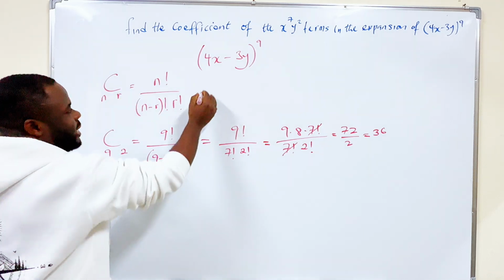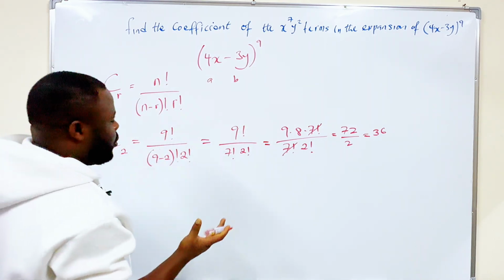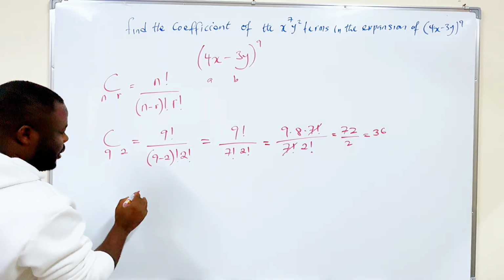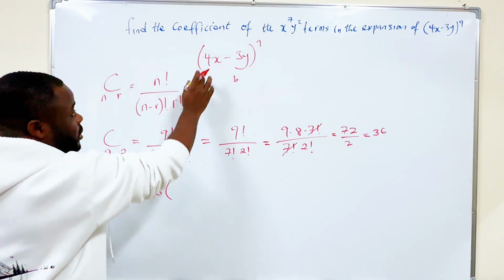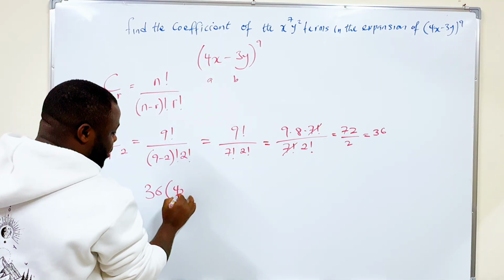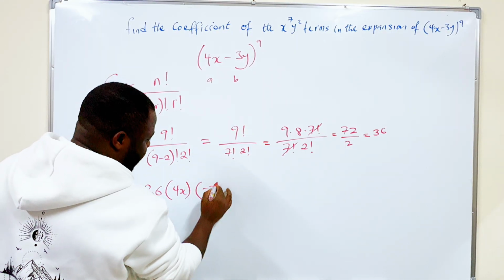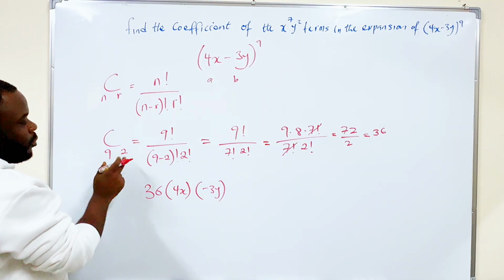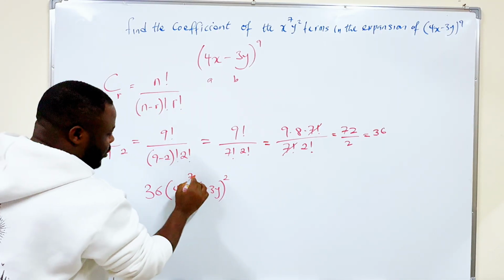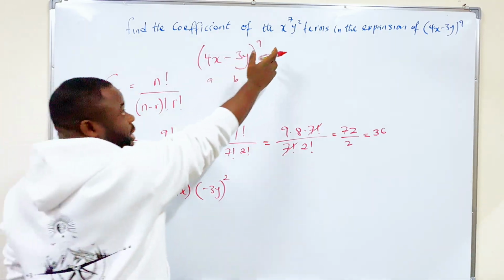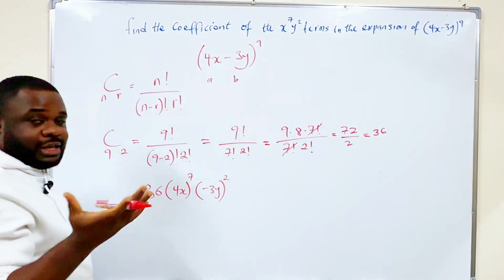So let's say that this is A and this is B, just like we used to say before. To now find the coefficient, we say 36 multiplied by 4x, then multiplied by negative 3y. When you look at it, B is 2, meaning A is what? It's 7. From what they told us, x is 7 and B, which is y, is 2.